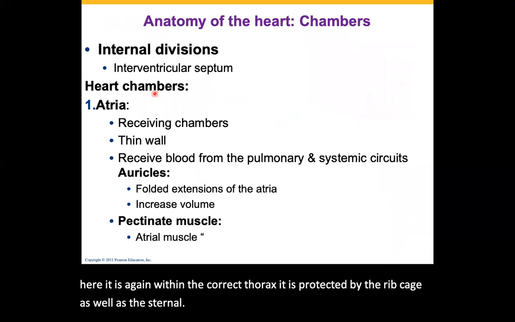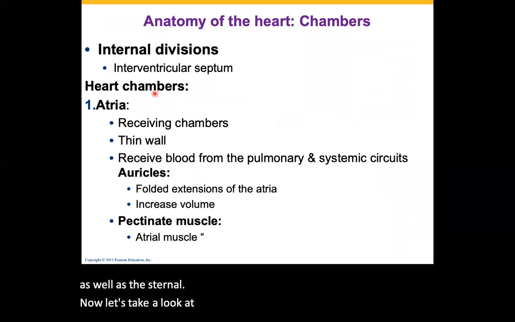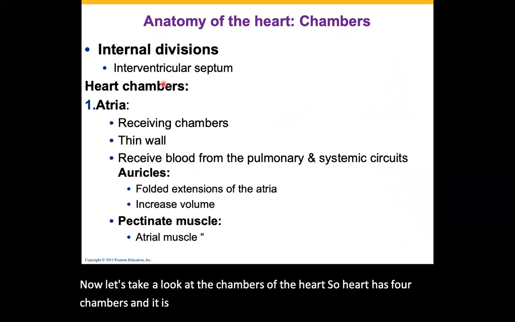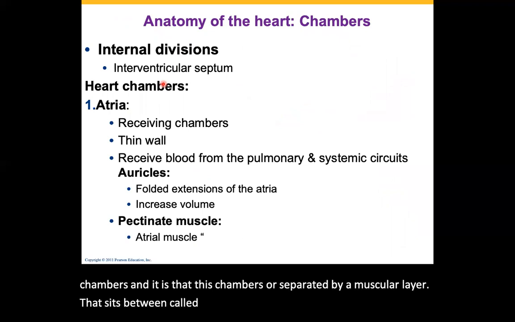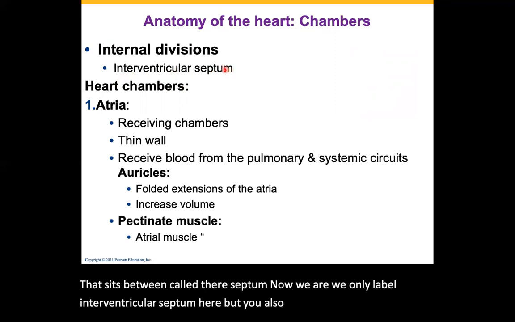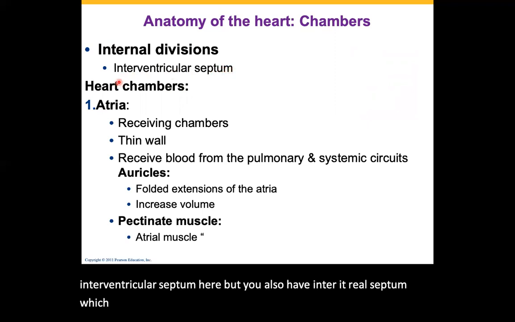Now let's take a look at the chambers of the heart. The heart has 4 chambers, and these chambers are separated by a muscular layer that sits between them, called the septum. We only labeled the interventricular septum here, but you also have the interatrial septum, which is on the superior part, versus the interventricular septum, which is on the inferior aspect of the heart.